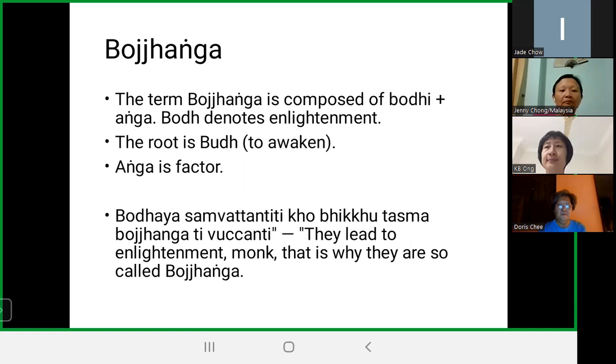Budh is to awaken. For example, awakening to the truth, awakening from ignorance and so on. There are many definitions for budh. All right, and you can see which I copied from the Pali. Bodhaya samvattati, ko bhikkhu, tasma bojjhanga ti vuccanti. They lead to enlightenment, monk. That's why they are so called Bojjhanga. So Bojjhanga is the one that leads to bodhi, enlightenment.